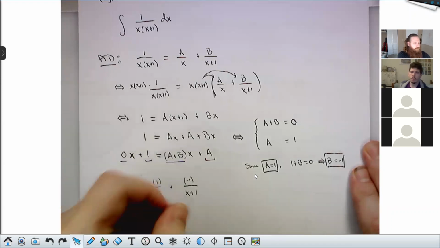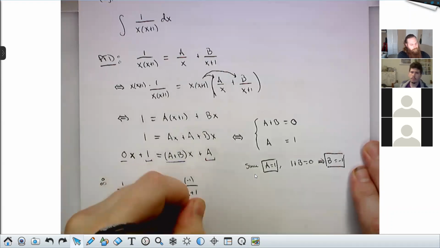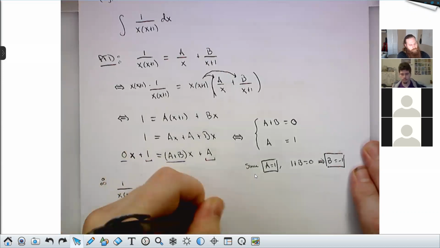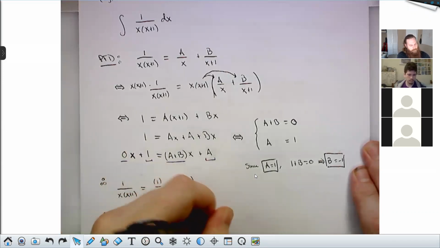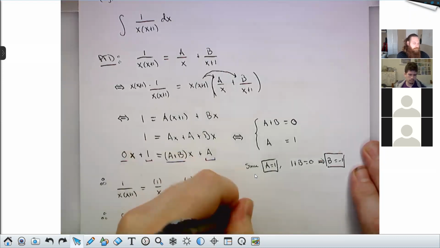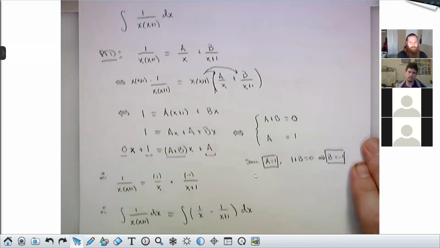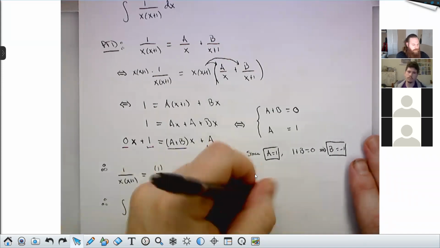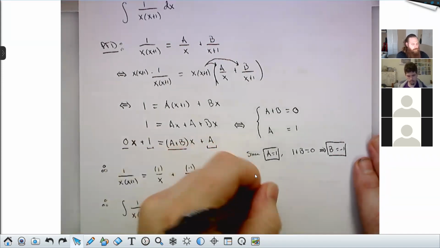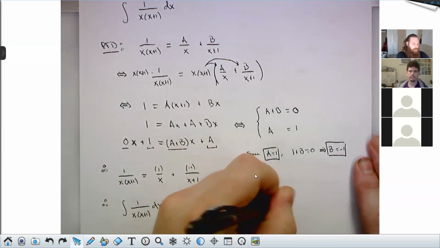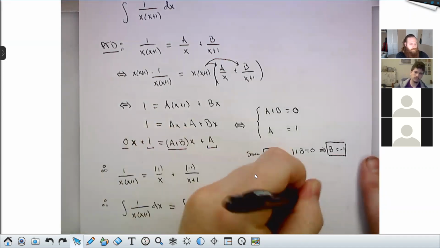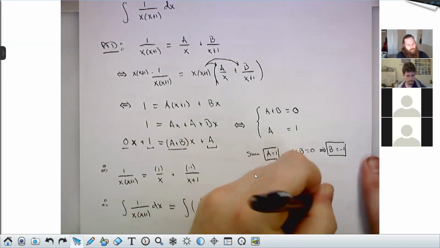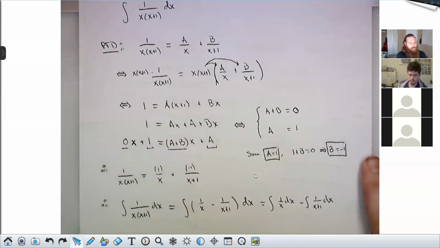is equal to the integral of this. Integral of 1 over x minus the integral of 1 over x plus 1. And now we split up the integral and handle each one however you want, right? Whatever tools you got. So that's integral 1 over x dx minus integral 1 over x plus 1 dx. First guy is a straight up natural log. Second one's a little u sub.